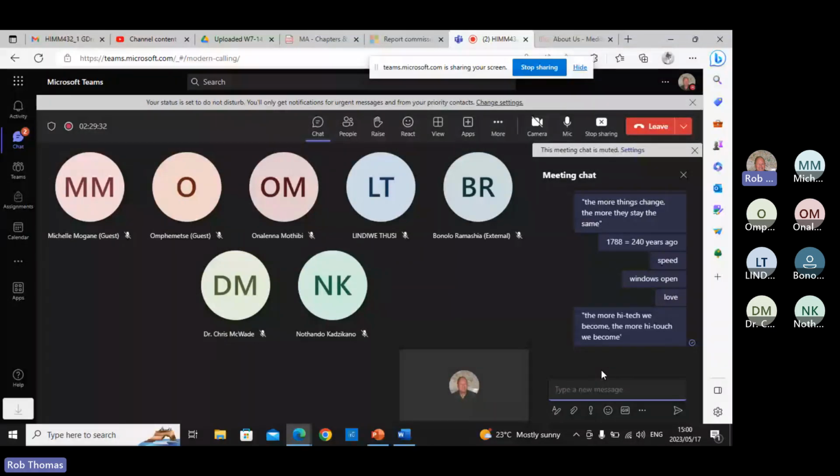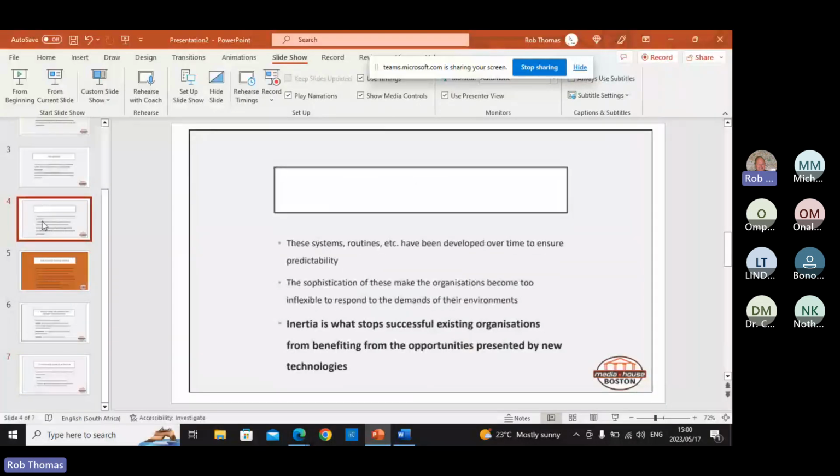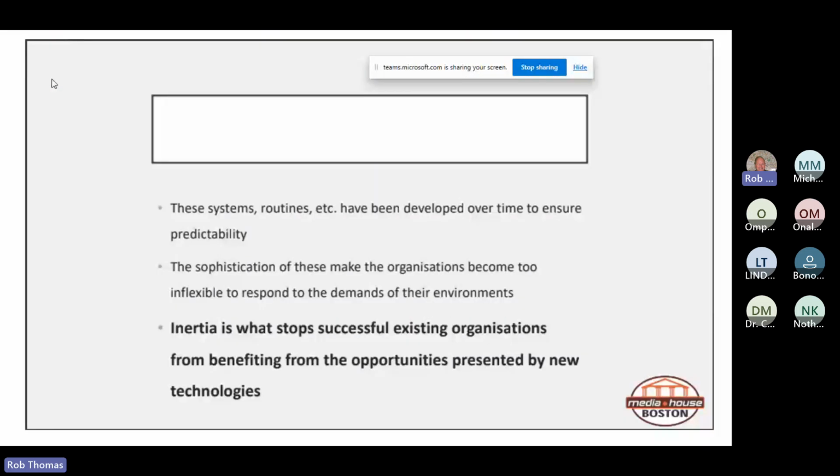Okay, so what we said over here is: discuss inertia and its sources in the context of MediaMark. Okay, so let's just go back to the slides over here. Let me just quickly put them onto presentation format again. Okay, so let's see over here.